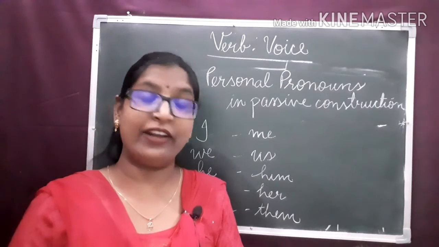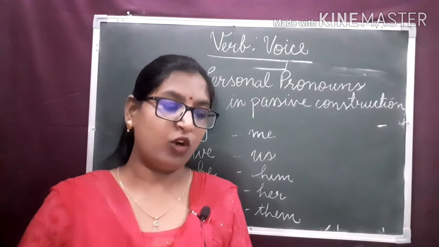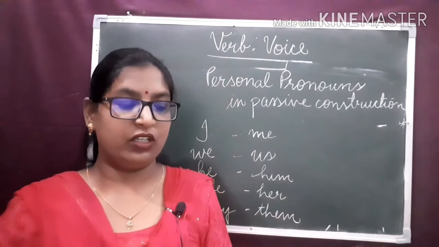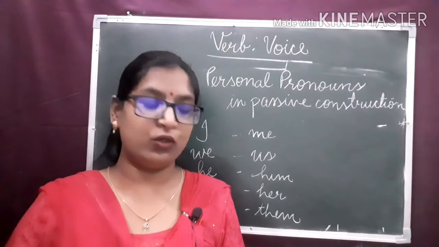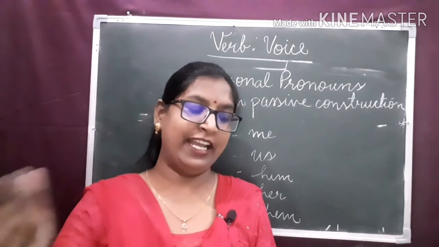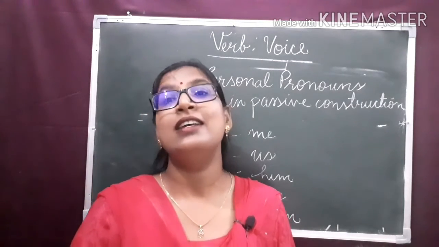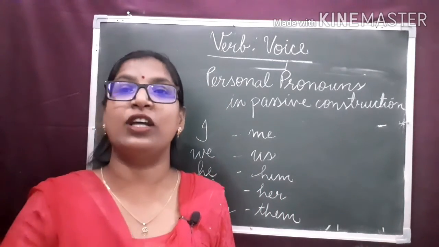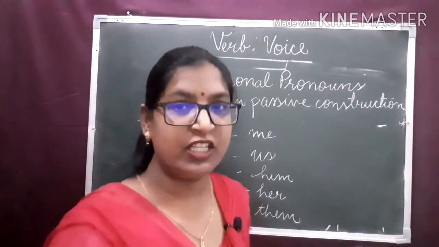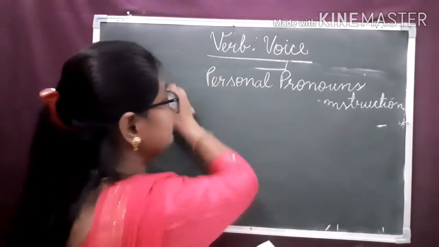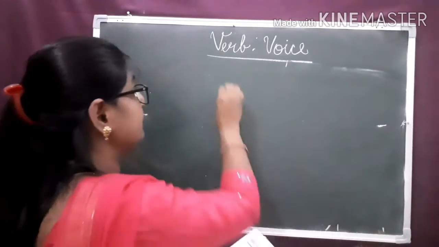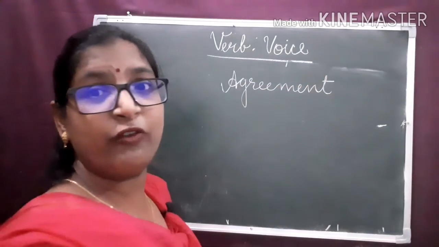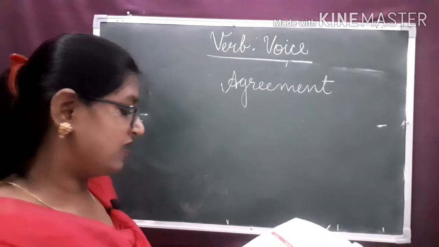Now the next topic is agreement. The form of the be verb used to form the passive construction must agree with the passive subject in the sentence. Already I told you, we use forms of be verbs according to the subject. Let's see this through an example. Agreement. We know that there should always be a subject and a verb.